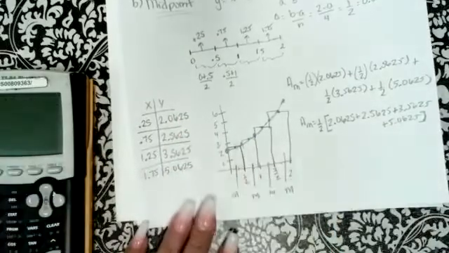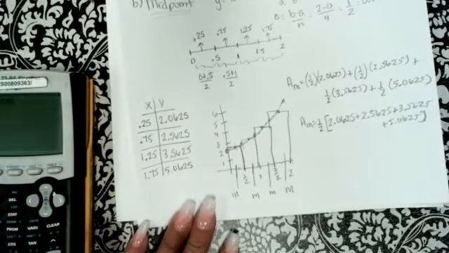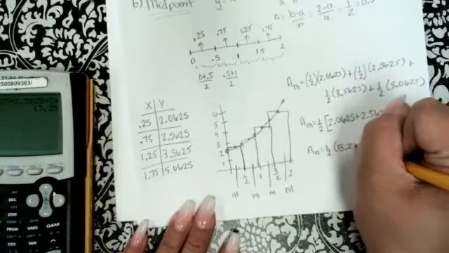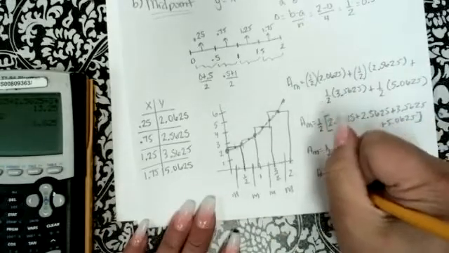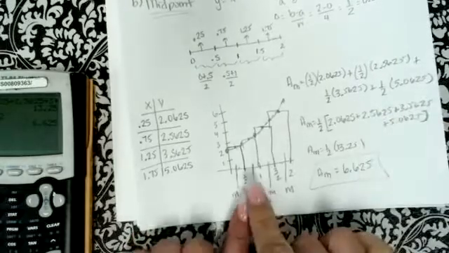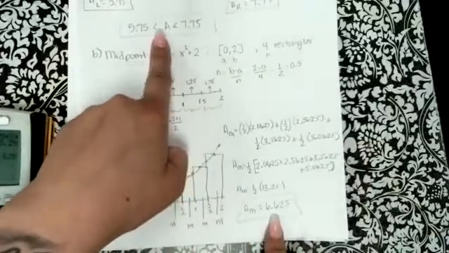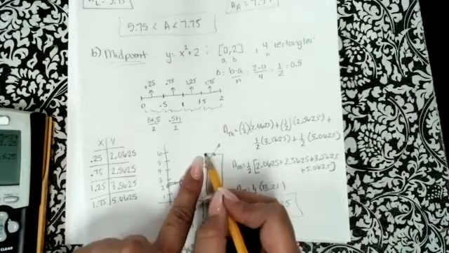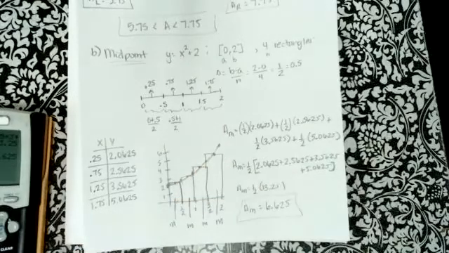So let me add up all those heights. 2.0625 plus 2.5625 plus 3.5625 plus 5.0625. So it's 1/2 times 13.25. So the area of the midpoint is going to be 6.625. And this is actually a better estimate because look, that number is actually in between here. And look, you have a little bit over and a little bit under, a little bit over, a little bit under. And that concludes our notes.